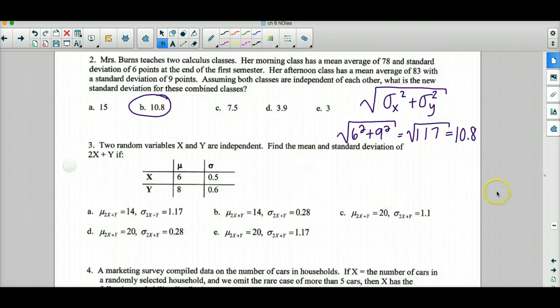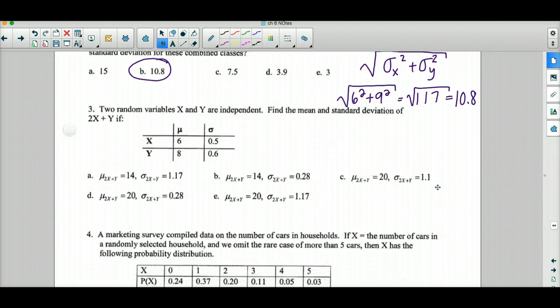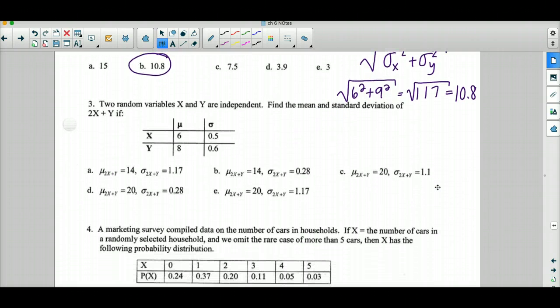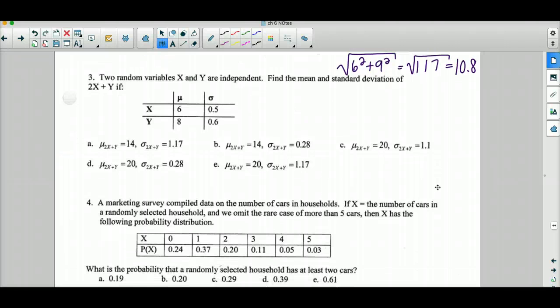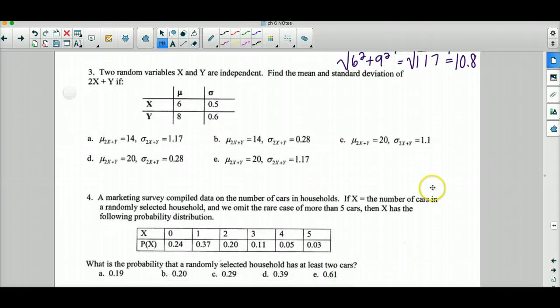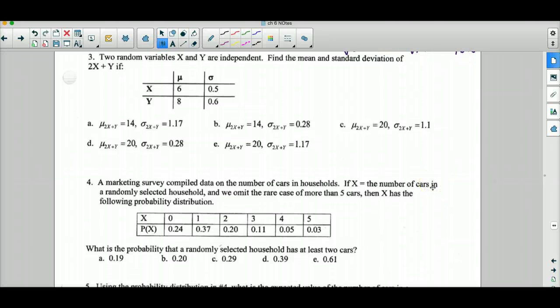Okay, what was the question? If 2 random variables, x and y, are independent, find the mean and the standard deviation of 2x plus y, if they give you the mean of x and the mean of y, the standard deviation of x and the standard deviation of y.